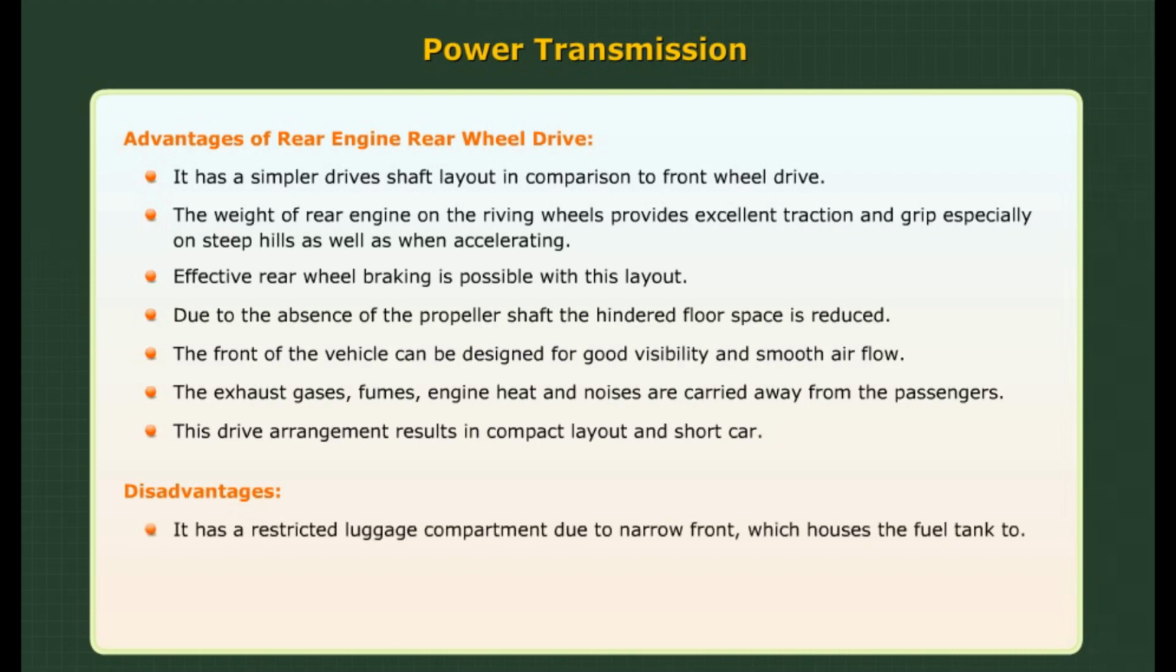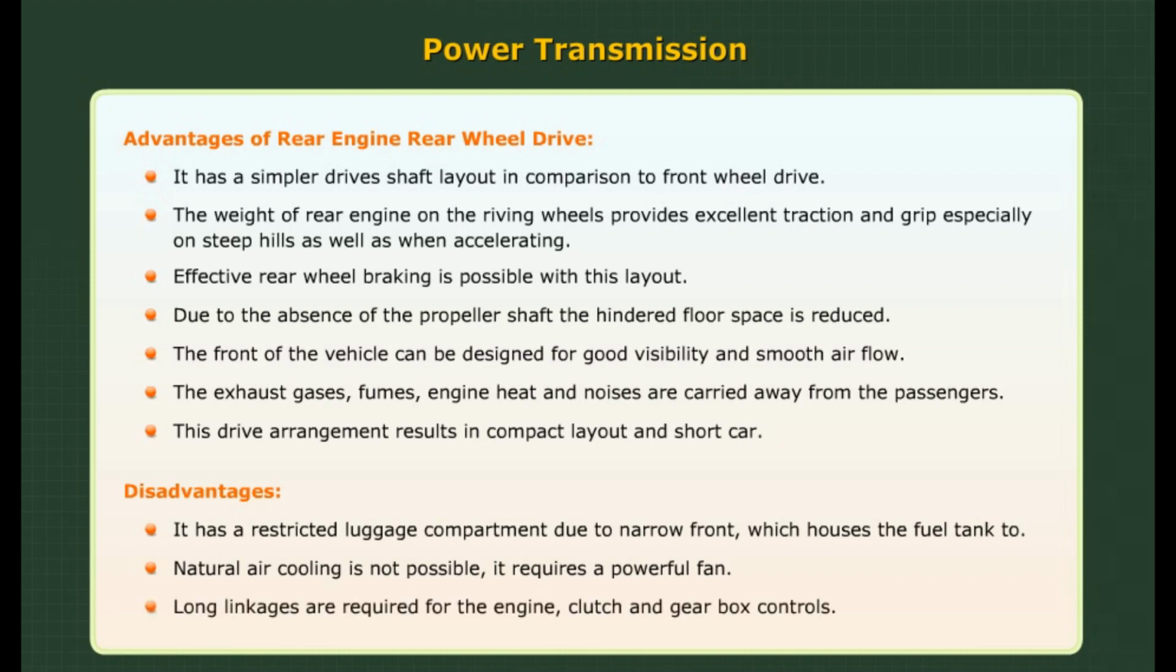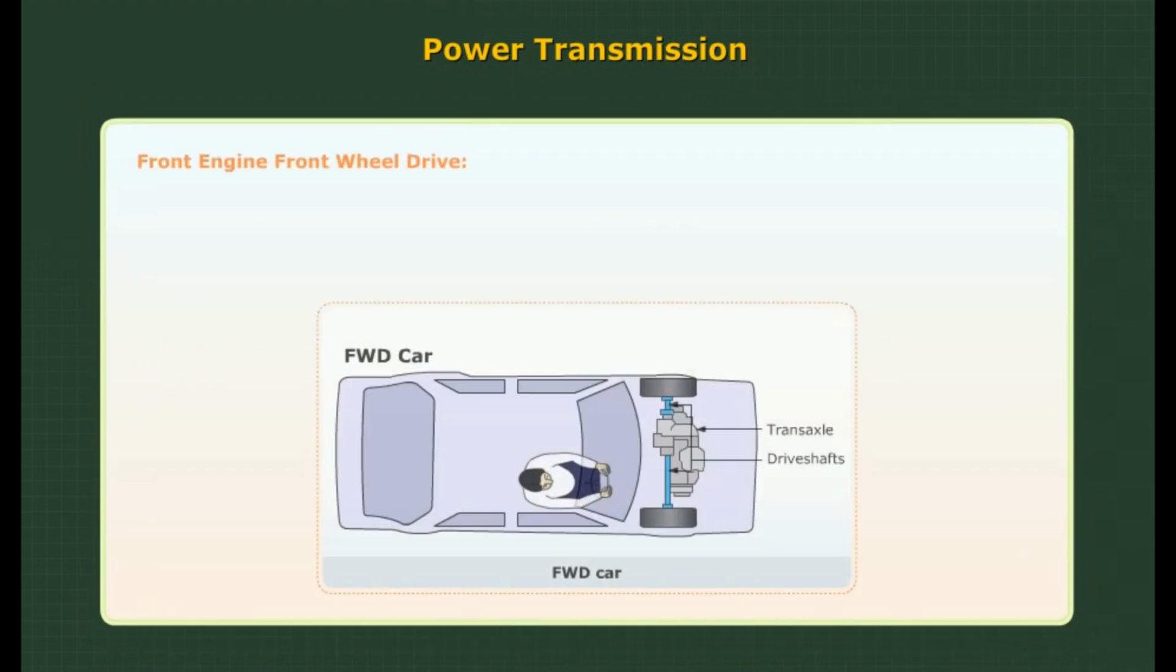Disadvantages. A. It has a restricted luggage compartment due to narrow front, which houses the fuel tank too. B. Natural air cooling is not possible. It requires a powerful fan. C. Long linkages are required for the engine, clutch and gearbox controls.